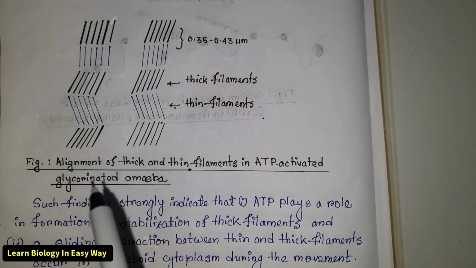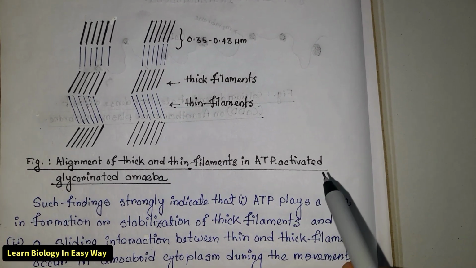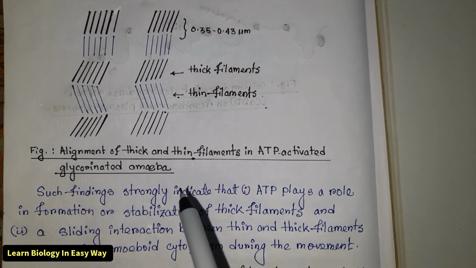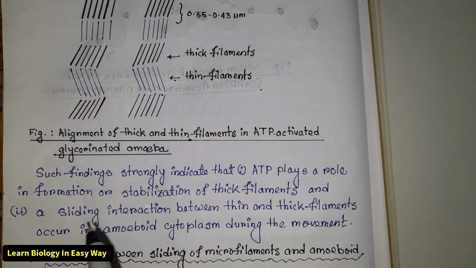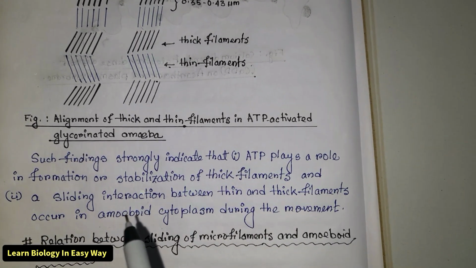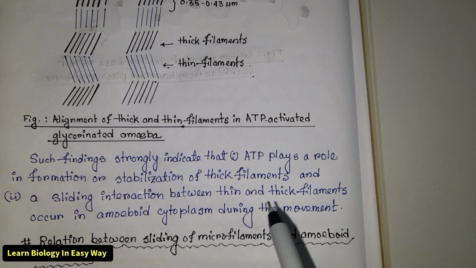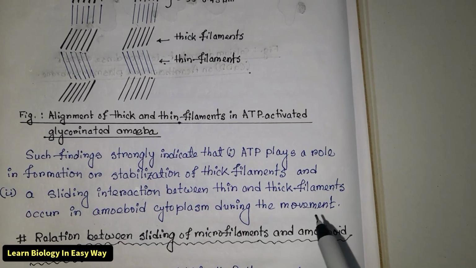In this figure, we can see alignment of thick and thin filaments in ATP-activated glycerinated amoeba. Such findings strongly indicate that ATP plays a role in formation and stabilization of thick filaments, and sliding interactions between thin and thick filaments occur in amoeboid cytoplasm during the movement.